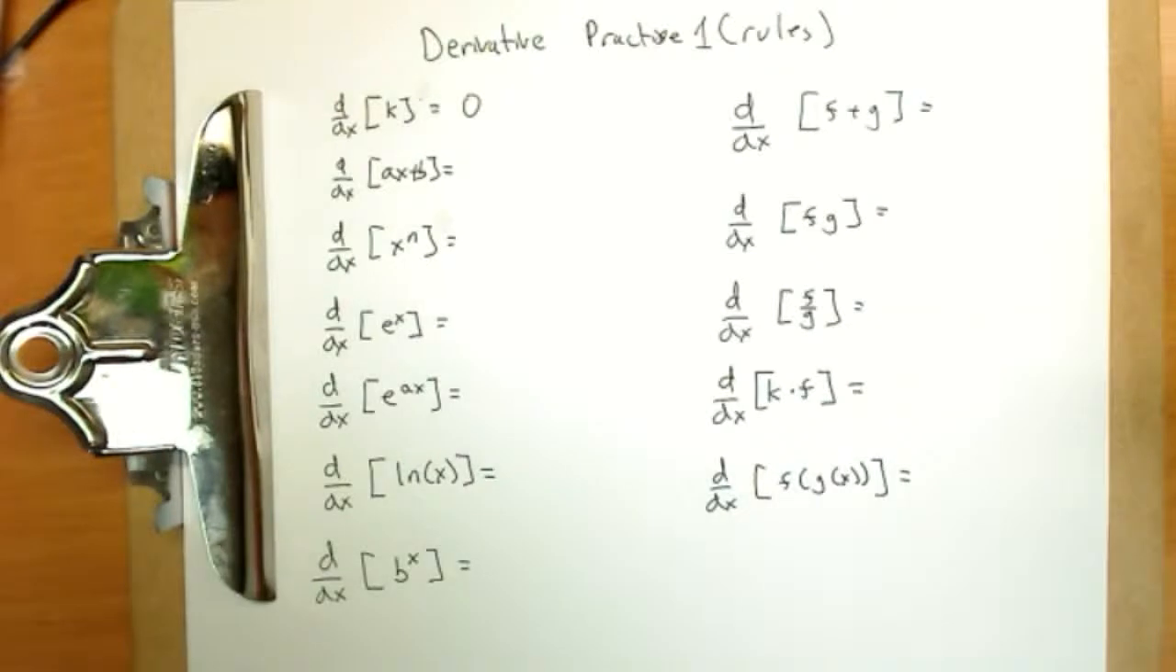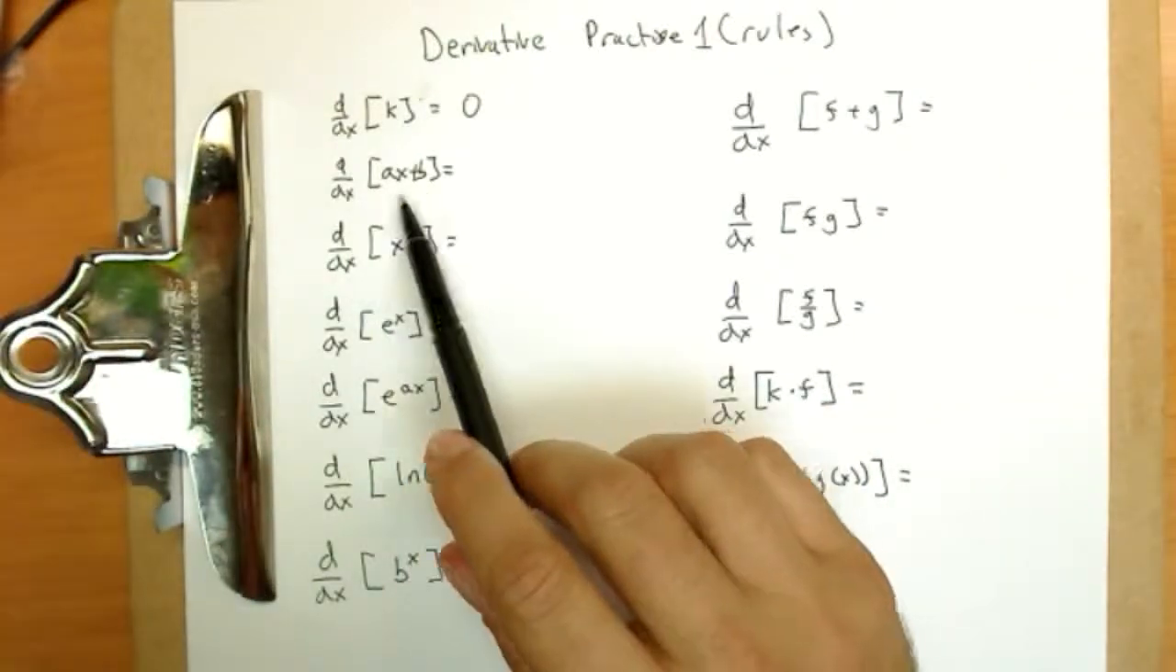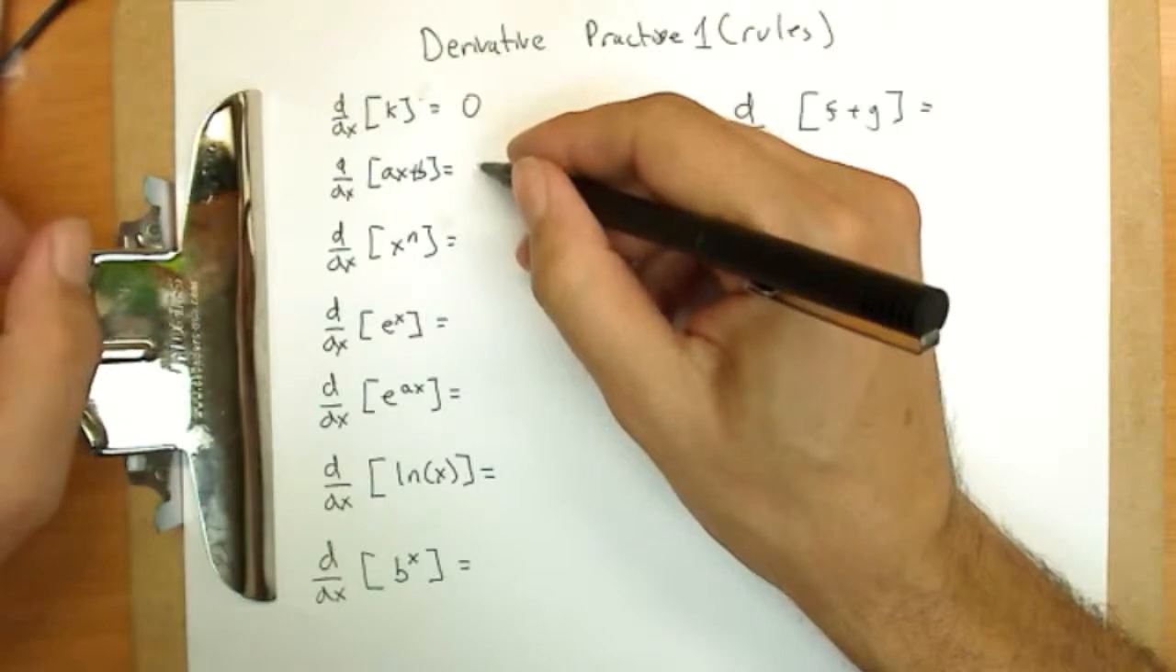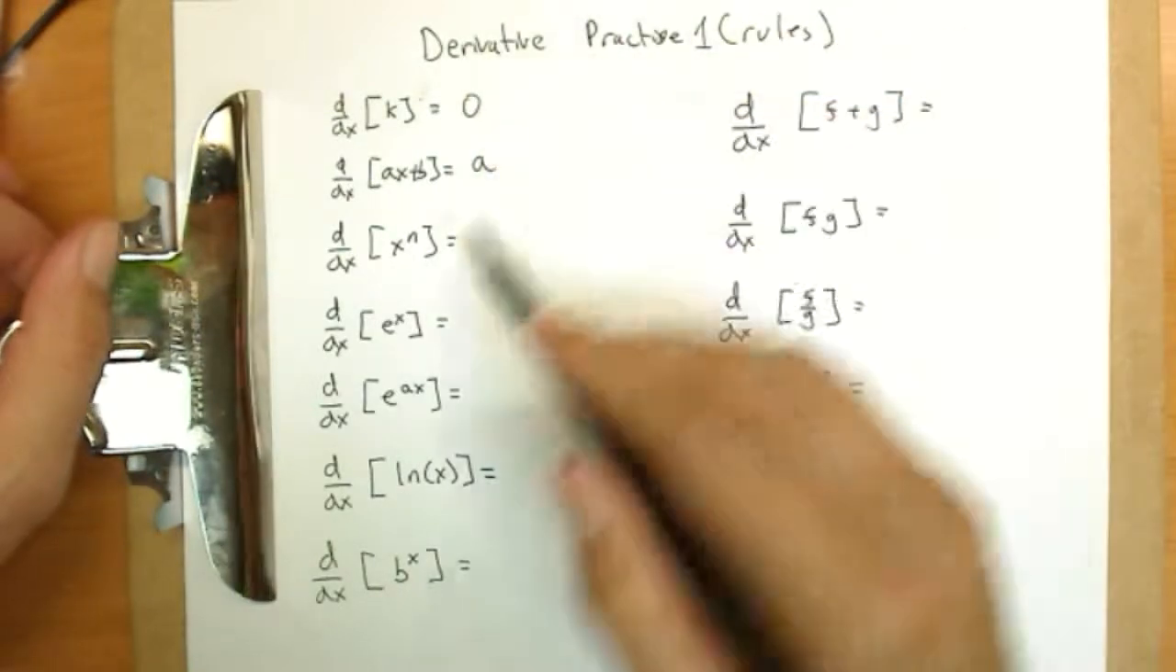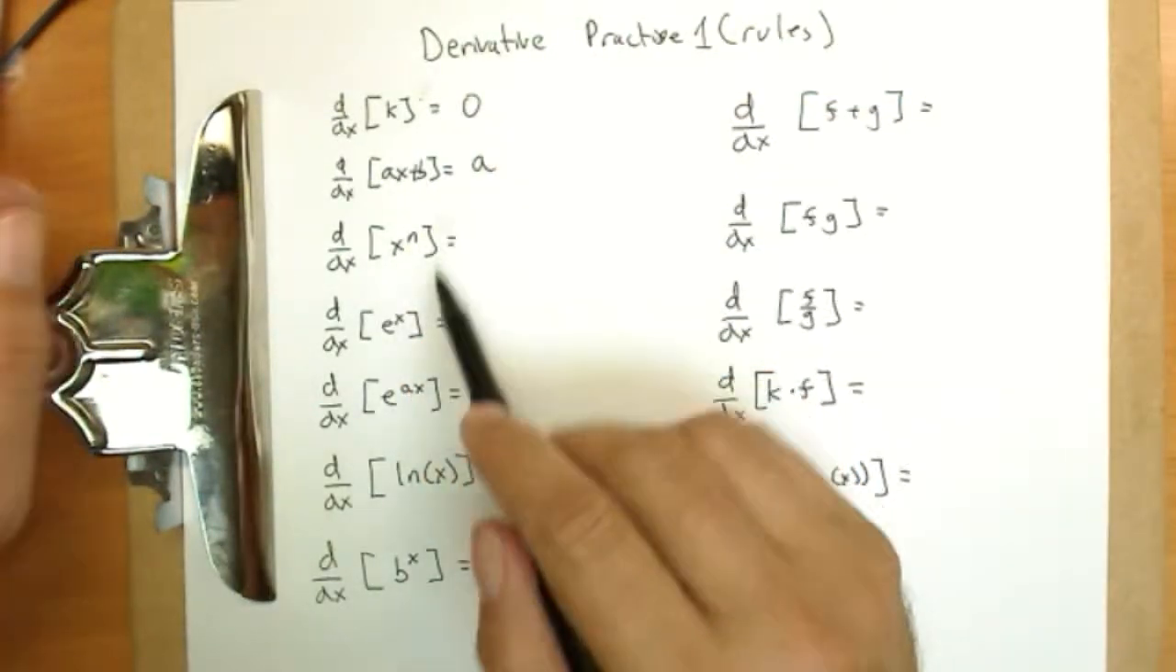A horizontal line on a graph has no slope. Ax plus b is a line with slope a, and the derivative at any point is the slope. The line's slope is never changing, it's a, so that's our derivative.